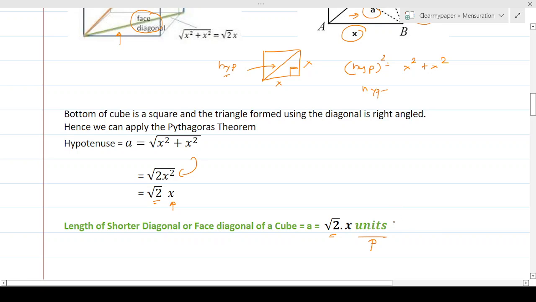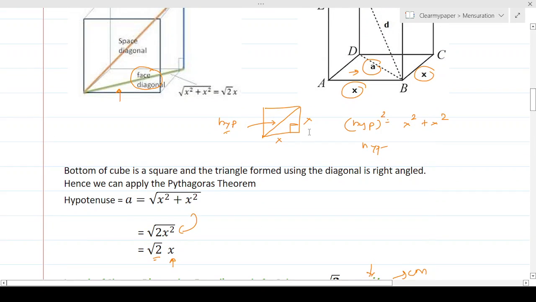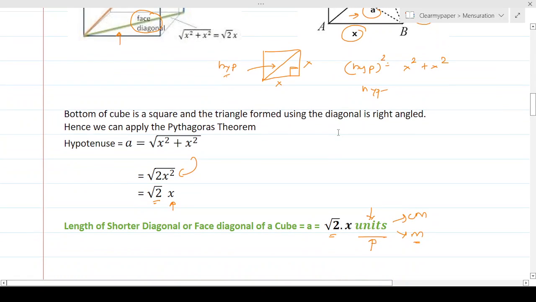Always remember that you have to add the units. If it's given in centimeter, you can say centimeter or meter. If nothing is given, just call it plain units so that you can get the full marks. So the length of the shorter diagonal is root 2 x. Okay, we just applied a simple Pythagoras theorem. And let's take the same concept and try to apply it on a cuboid.